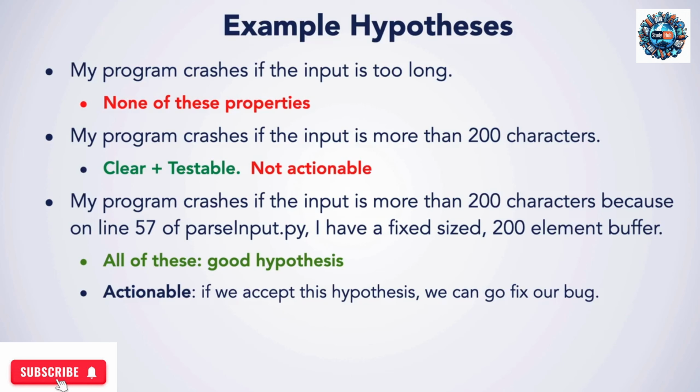Then, if you accept this hypothesis, you can do something useful about it. You know exactly what's going on in the code, or at least believe you know with very high certainty. And you can go figure out how to handle this situation, such as replacing the fixed size 200 element buffer with something that can handle any amount of input.